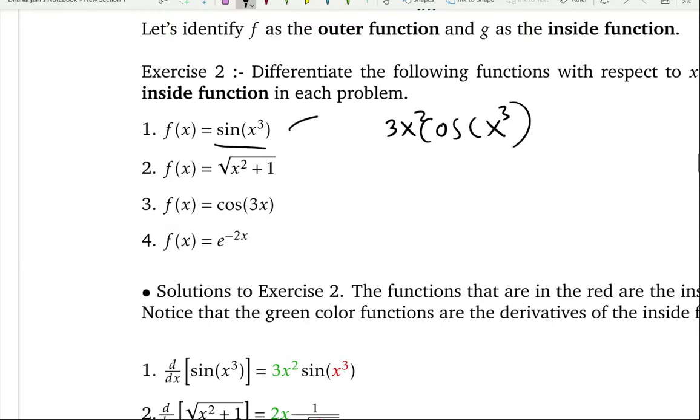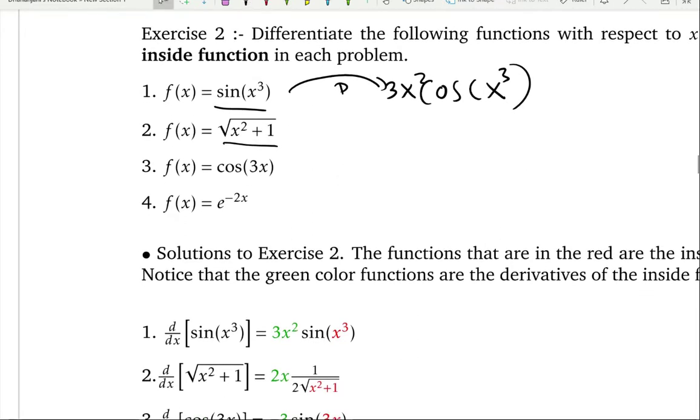So here I differentiate. Let's go to the third one. I'm not going to do the second one because I would have to recall some differentiation rule basics, so I will leave it for you. The derivative of cosine is negative sine. Negative sine of 3x. That's the derivative of the outer function. Now go to the inside part. The inside part is 3x. The derivative of 3x is 3. So it's negative 3 here. So that's the derivative.